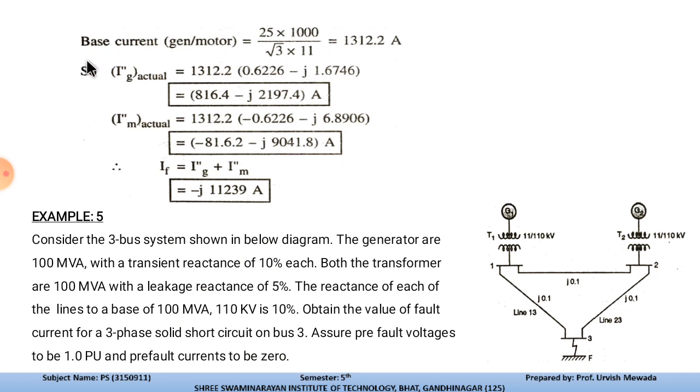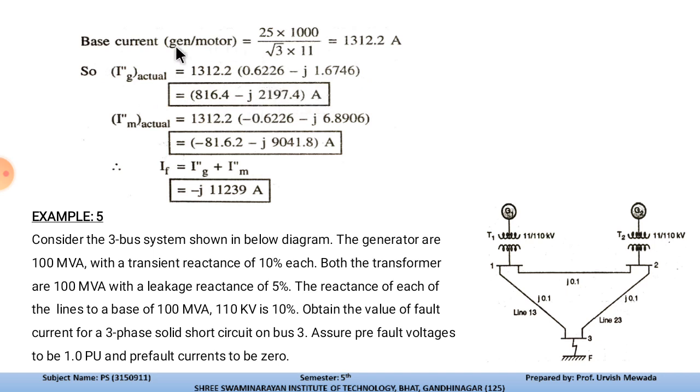Now we can calculate the base current of the given system, generator or motor. We have 25 base MVA, so 25 into 1000, and the base kV is 11. From that, the base current is 1312.2 ampere. So IG actual is 1312.2 into 0.6226 minus j1.6746, the value that we have calculated. From that, IG double dash will be 816.4 minus j2197.4 ampere.